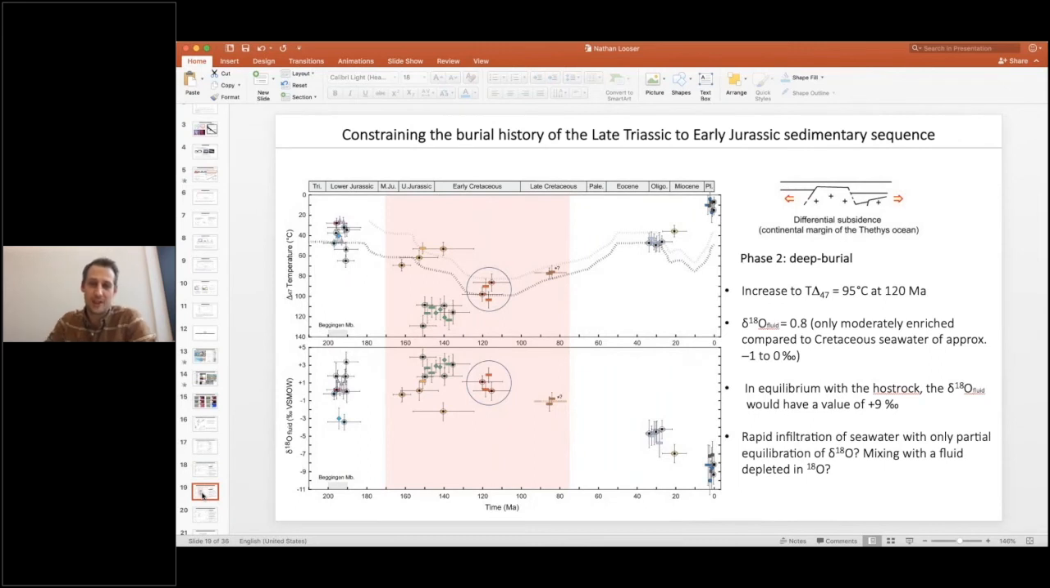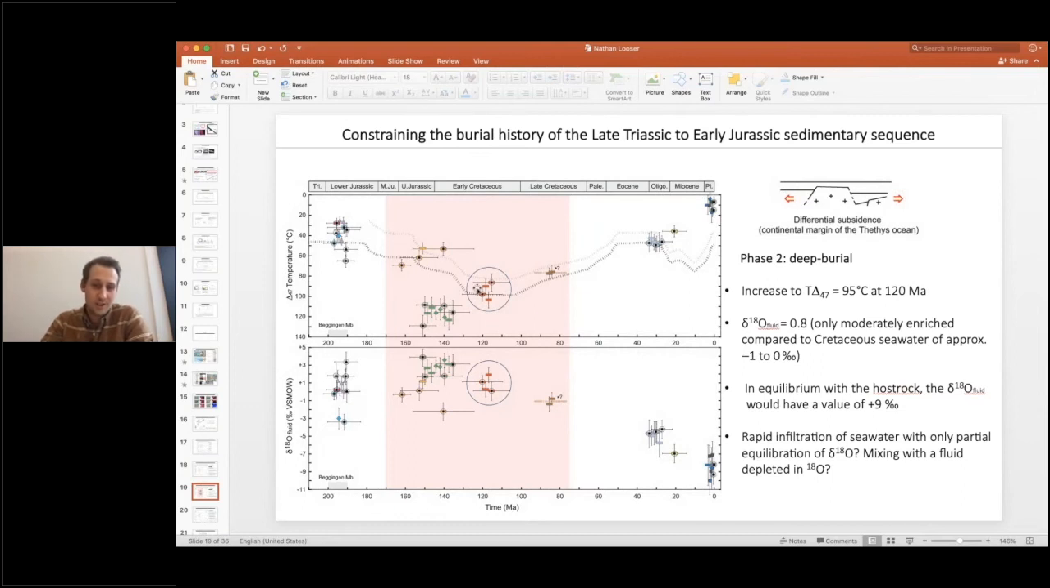Here we see a temperature increase from seawater temperatures, early burial temperatures, to up to 95 degrees at 120 million years. These data here we just leave away for the moment. I'll come back to that.